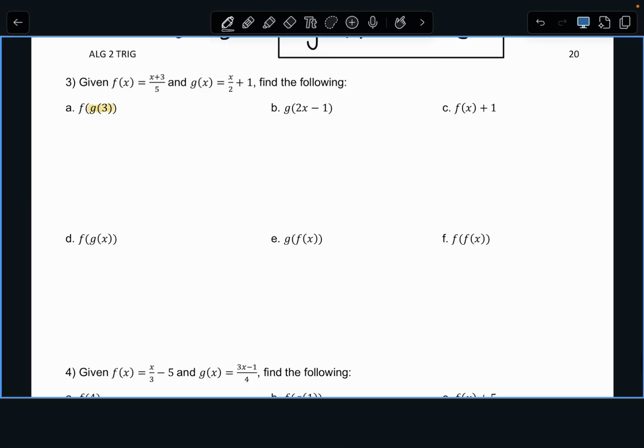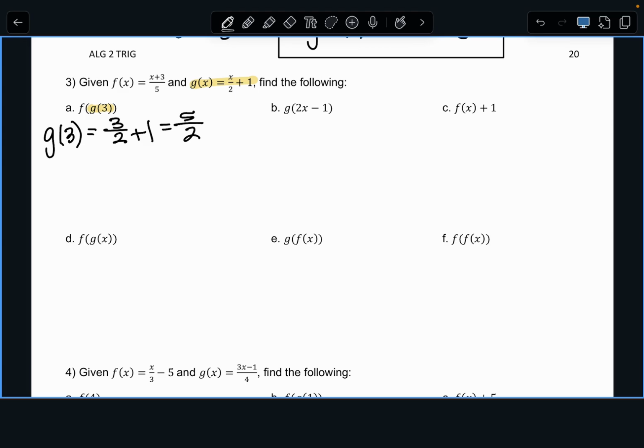This first one, it says f of g of 3. I'm going to start on the inside. I'm going to find g of 3. Usually the inside's given to us, but here it's not. We have to find it. So to find g of 3, I take my g function, my yellow function, and I plug in 3. So 3 over 2 plus 1. Why is it 3 over 2? I took this function, I replaced x with 3. And I end up getting 5 halves here, or 2.5, whatever you are feeling.